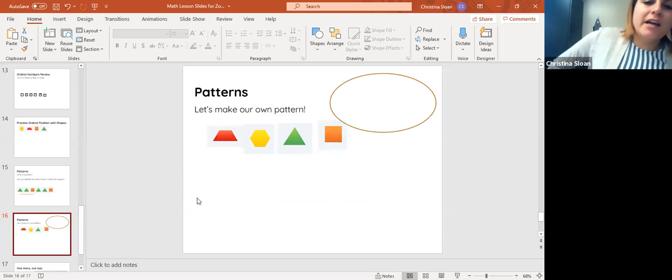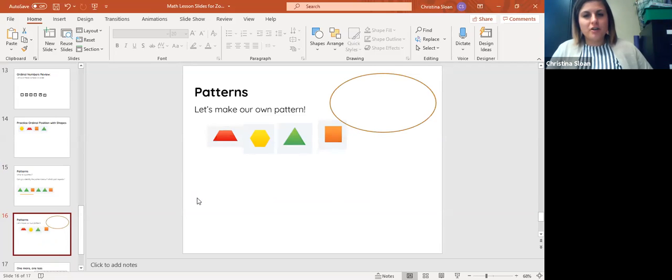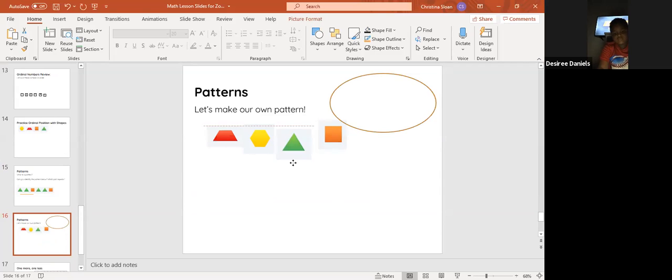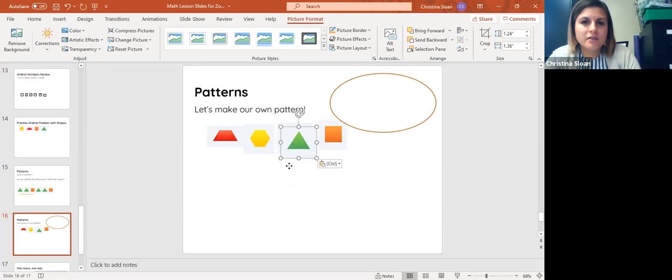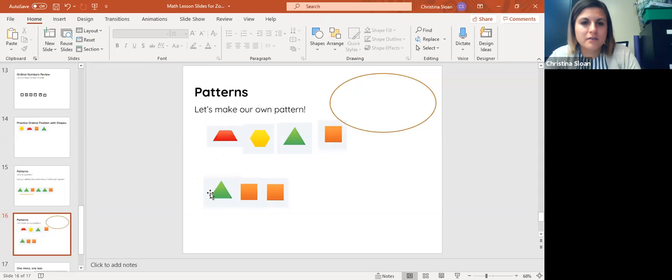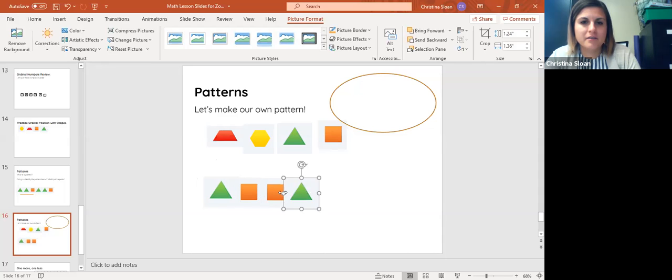Which shapes or which colors would you like to use for our pattern? Triangle and square. Okay. So let's use a triangle. And we'll use a square. So I'm going to make a pattern real quick. Oops. Oh my goodness. There we go.